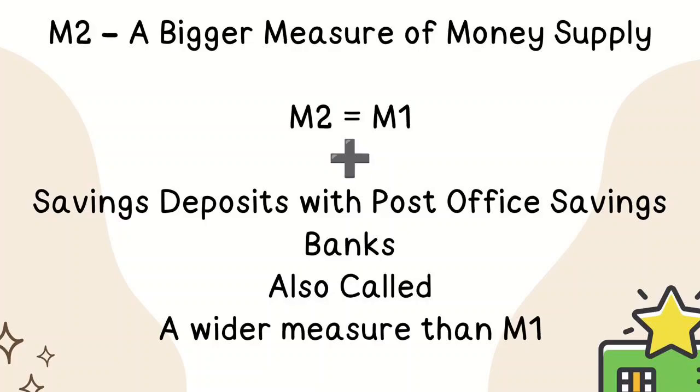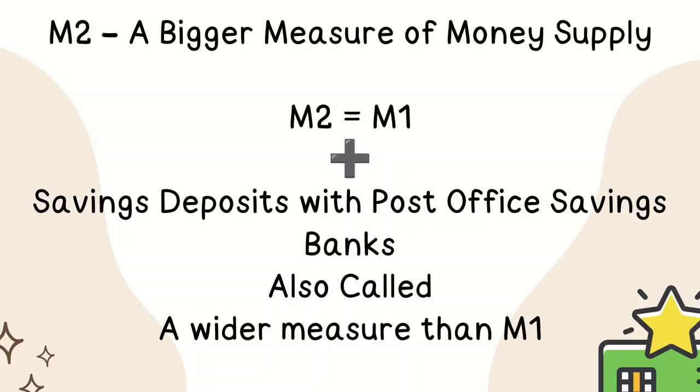Let's understand why. In India, many people, especially in rural areas, save money in post office accounts instead of commercial banks. Can they withdraw this money? Yes. Can they use it when they require? Yes. Since this money is available to the public, economists include it while calculating M2. Let's take a simple example. Suppose currency with the public 5,000, demand deposit 20,000, other deposit with the RBI 1,000. These together make M1. Now imagine you also have 15,000 in a post office savings account.